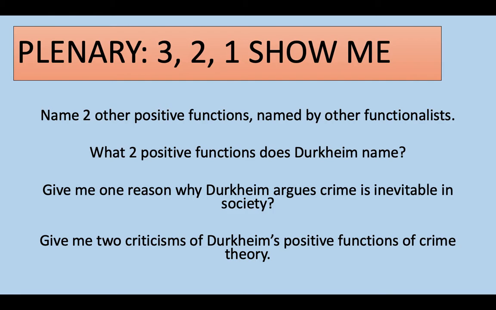So, in terms of your plenary, I want you to answer these questions. Name 2 other positive functions named by other functionalists. What two positive functions does Durkheim name? Give me one reason why Durkheim argues crime is inevitable in society. Give me two criticisms of Durkheim's positive functions of crime theory. Try to do this as quickly as possible, because in lesson I would have given you a whiteboard for you to do these one by one. So try and do it really as quickly as possible and see what your answer is.